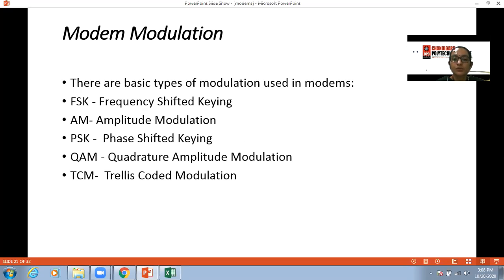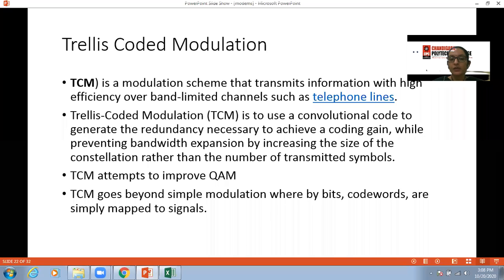Now let us discuss trellis coded modulation, that is TCM. It is a modulation scheme that transmits information with high efficiency over band limited channels such as telephone lines. TCM uses a convolutional code to generate the redundancy necessary to achieve a coding gain while preventing bandwidth expansion by increasing the size of the constellation rather than the number of transmitted symbols. TCM attempts to improve on QAM, and it goes beyond simple modulation whereby bits, code words are simply mapped to the signals.